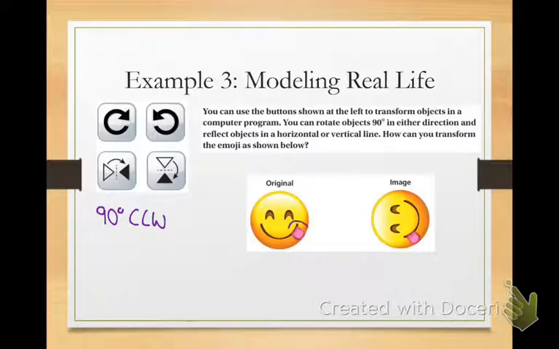Okay, you see how the tongue over here is on the left side of the mouth, but over here it's on the right side of the mouth. So what I can do is reflect. I can cut this image in half, and then once it's turned, I can reflect it across. What kind of line is this? It's a horizontal line, right? So a reflection on a horizontal line would get me to that end image.